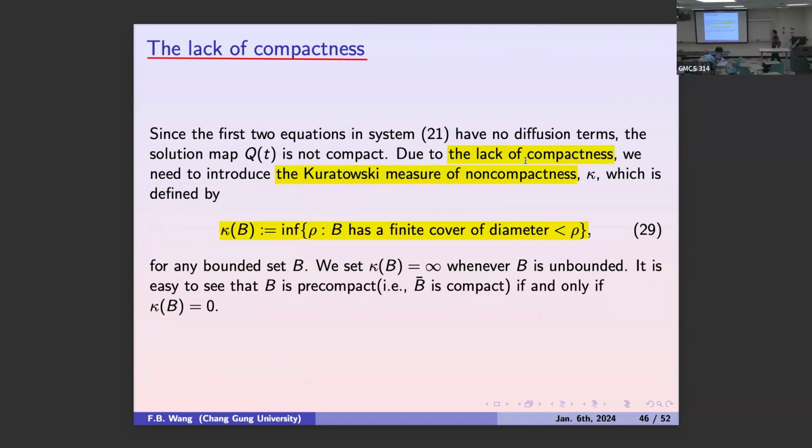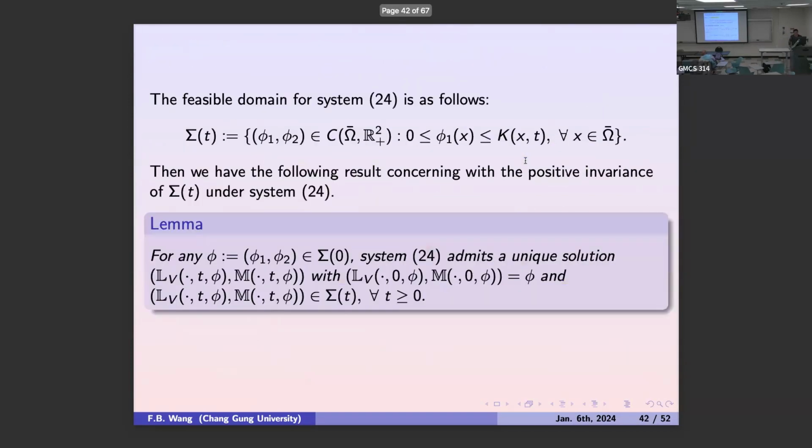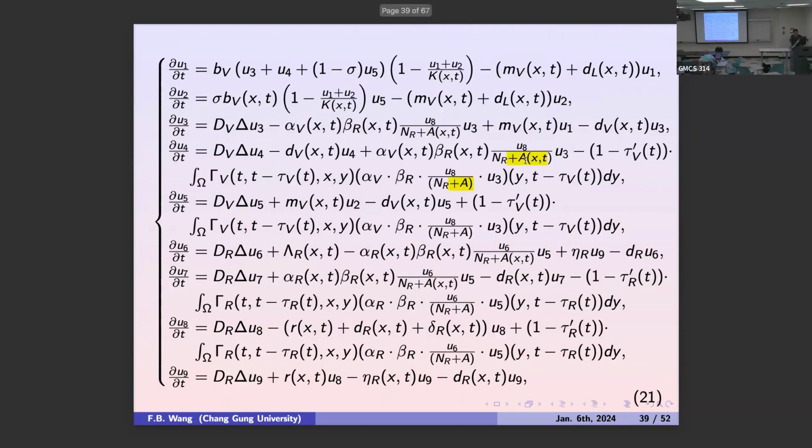Here I need to mention the difference, another technique from the mathematical viewpoint. In the previous model we didn't include the spatial variation, and in this model we study the spatial variation. In the first two equations, we don't have a diffusion term.